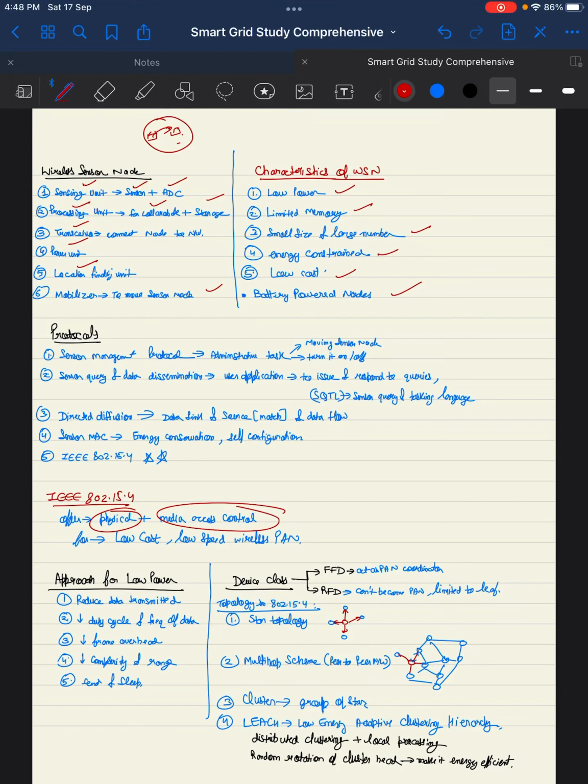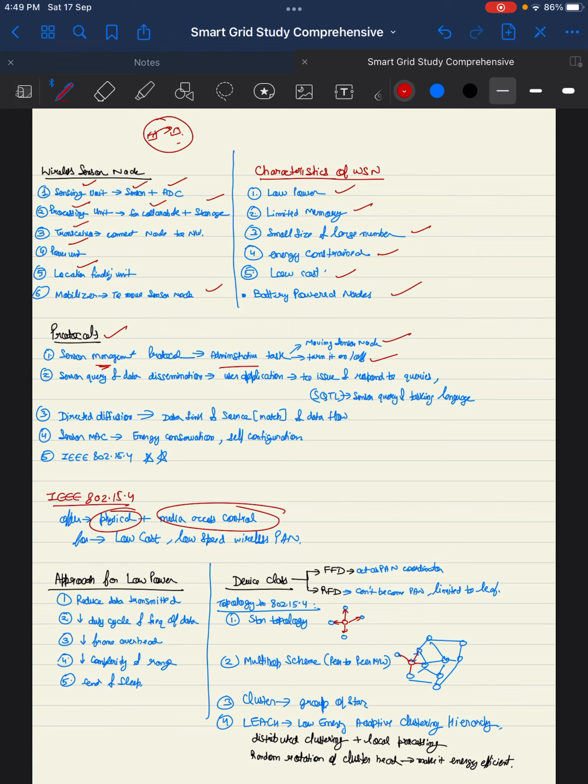Hello everyone. In this video we are going to see wireless sensor network protocols. Basically there are different types of protocols. First one is the sensor management protocol. As the name suggests, its work is administrative tasks like moving the sensor node, turning it on and off.